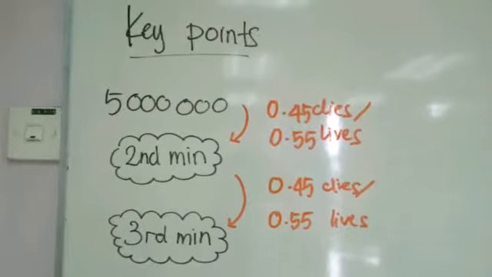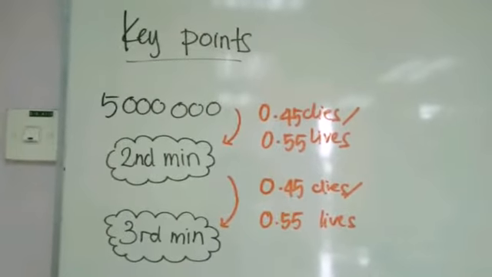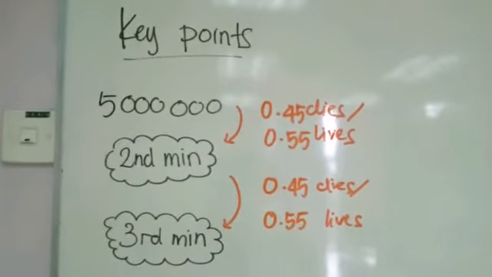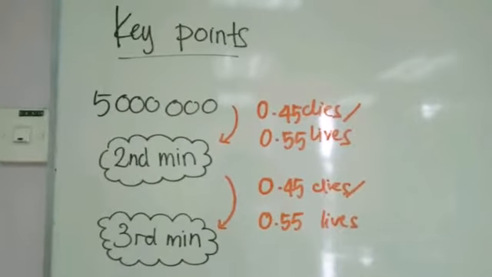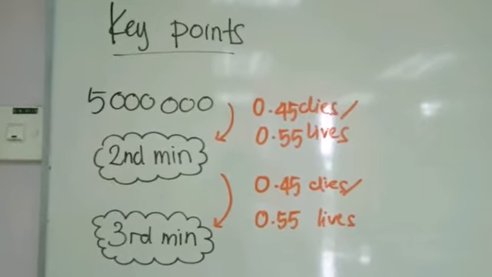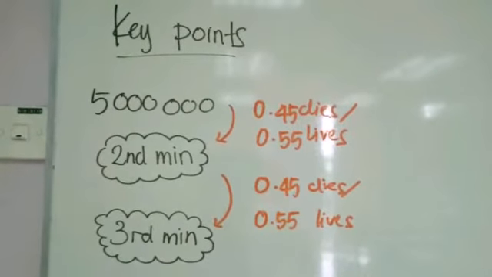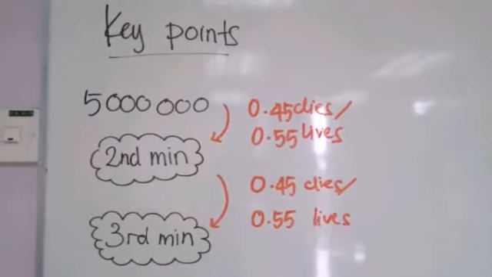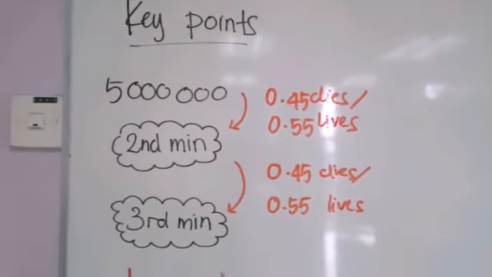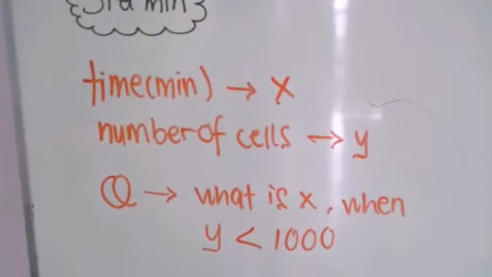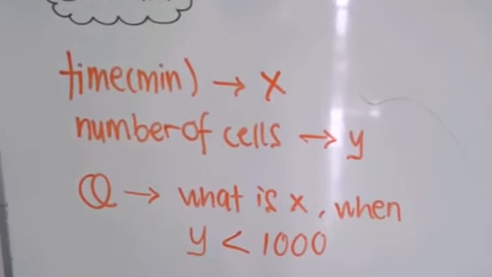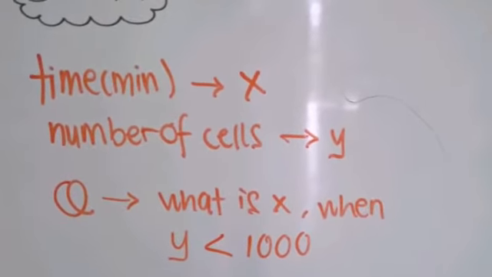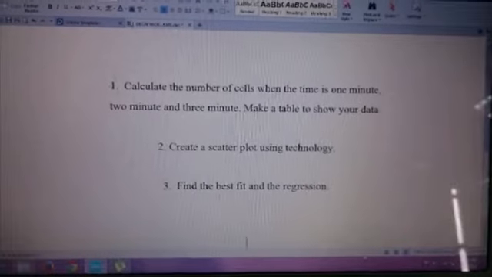Now we are going to analyze the question. At the beginning of the experiment there are 5 million cells, and by the time it reaches the second minute, 45% of the cells die, which means 0.45 dies, or 0.55 lives. And when it goes to the third minute, the same thing happens, 0.45 dies and 0.55 lives. So let time be the x-axis and number of cells be the y-axis. So our question will be, what is x when y is less than 1000?